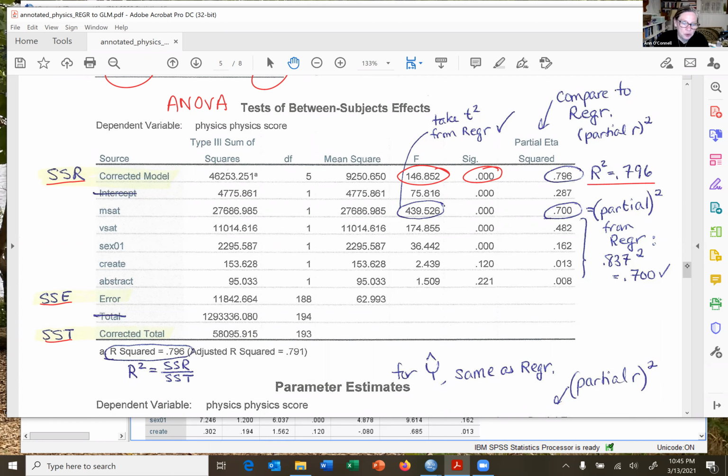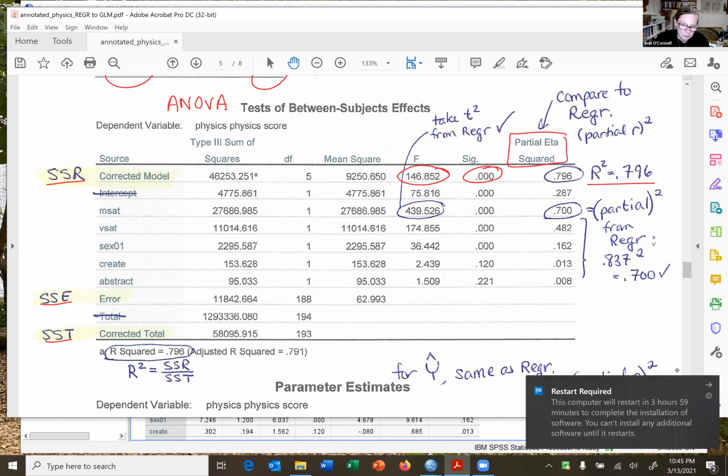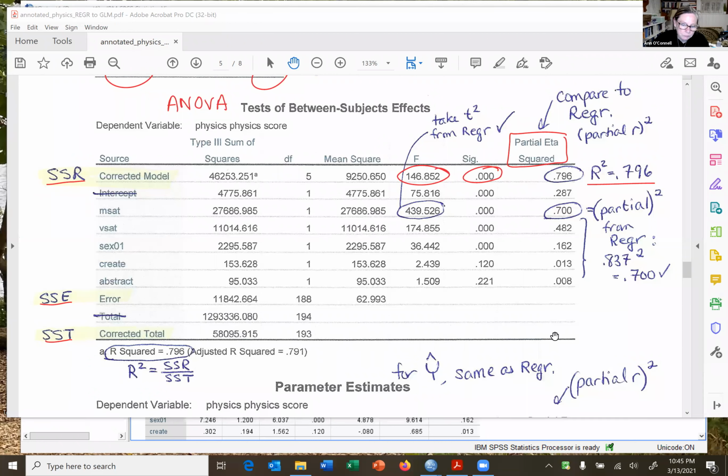You can see that the R squared, it's referred to here as partial eta squared. The R squared for the overall model is 79.6, exactly what we had in the regression. And we also see that kind of listed at the bottom of the table, R squared. We can also find by taking SSR, that 46,000 divided by SST, the 58,000, and that will give us the 79.6. Now, the GLM procedure also gives us some extra pieces of information in this ANOVA table.